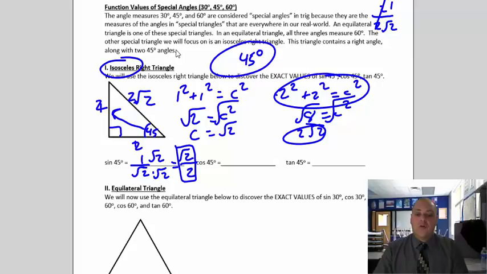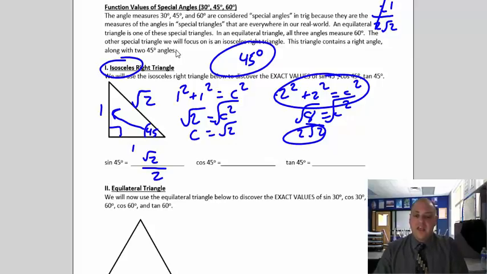So we're going to do cosine of 45 now. The sine of 45 is radical 2 over 2. Cosine of 45 is adjacent over hypotenuse. I'm going to put these back to 1 and make this radical 2. Cosine is adjacent over hypotenuse. Adjacent is this side right here. So again, that's 1 over the hypotenuse, which is radical 2.